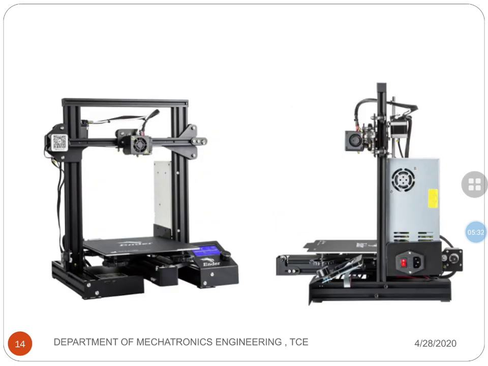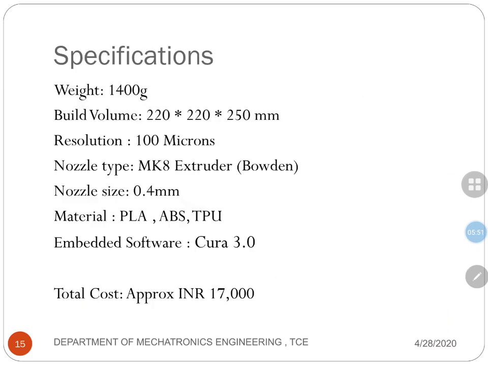These are the side views and isometric view of the same 3D printer, in which you can clearly see the LCD display and the power plugs. This is the motor at the back. These are the specifications of the printer. The weight is around 1400 grams. The build volume is 220 by 220 by 250, which is far more than our need. So it is well and good.